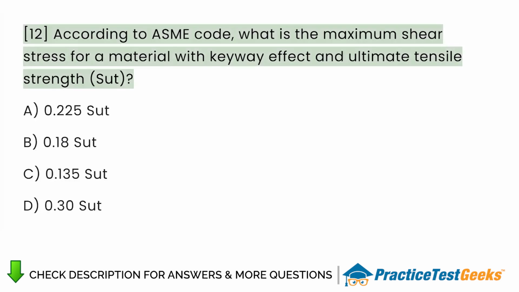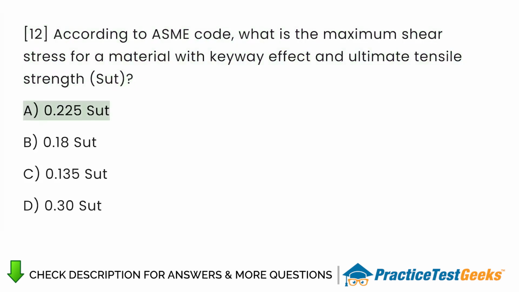According to ASME code, what is the maximum shear stress for a material with keyway effect and ultimate tensile strength? A. 0.225 Sut. B. 0.18 Sut. C. 0.135 Sut. D. 0.30 Sut.